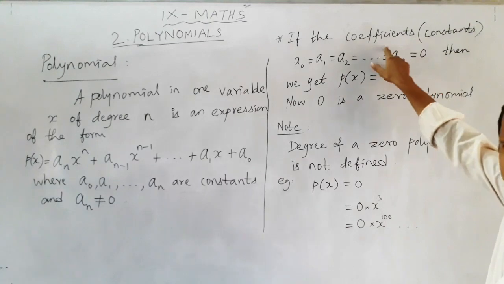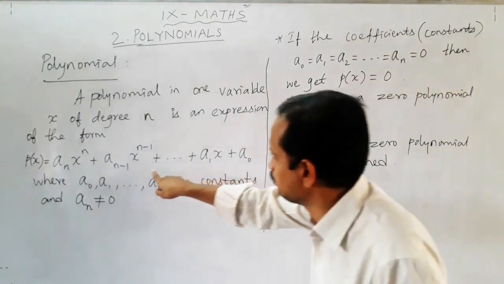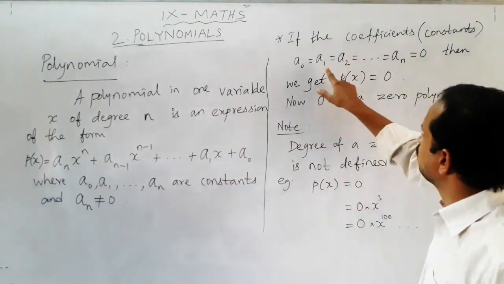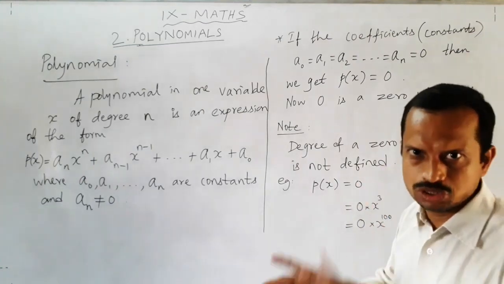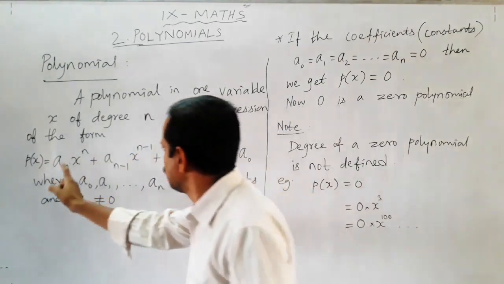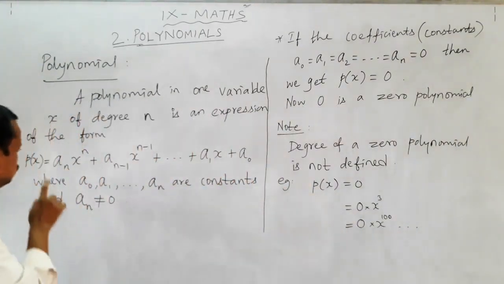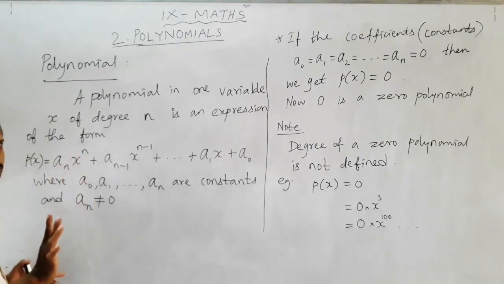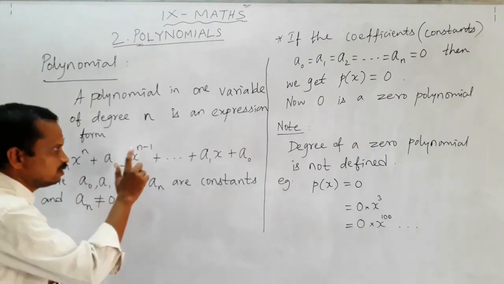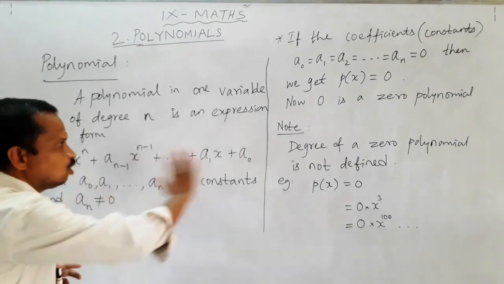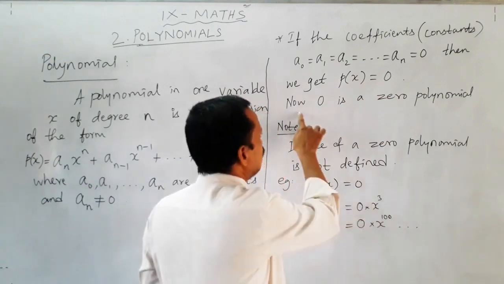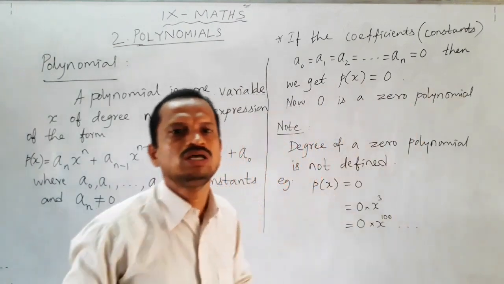And one more point you have to see. The coefficients means what? The numerical constants. For example, here the constant that is an. You can say coefficients also. If every coefficient or every constant is 0, including a naught, everything is 0, then the whole polynomial becomes 0 only. If an is 0, then the x power n term will not be there. An minus 1 is a coefficient or a constant; if it is 0, then x power n minus 1 will not come. So if every constant becomes 0, then you get only 0. So we get p of x equal to 0. Now 0 is called a 0 polynomial.